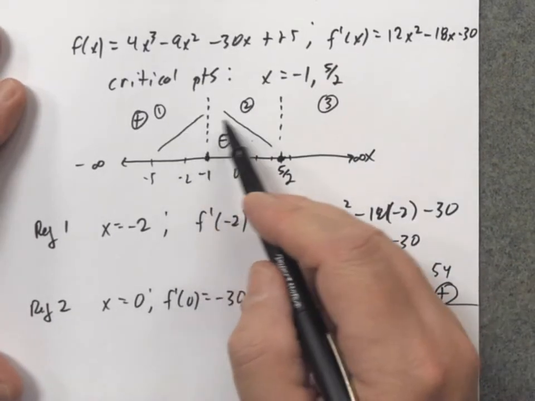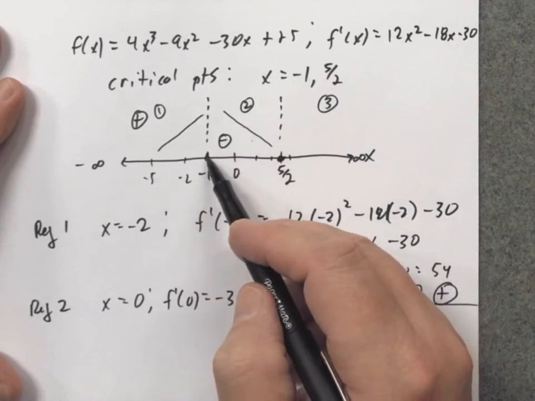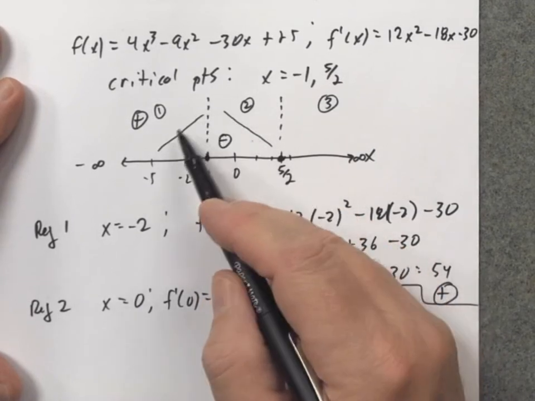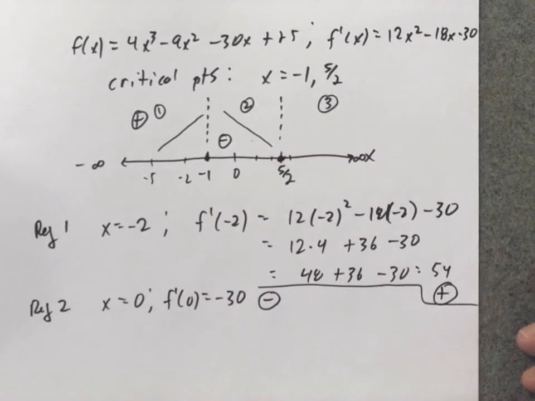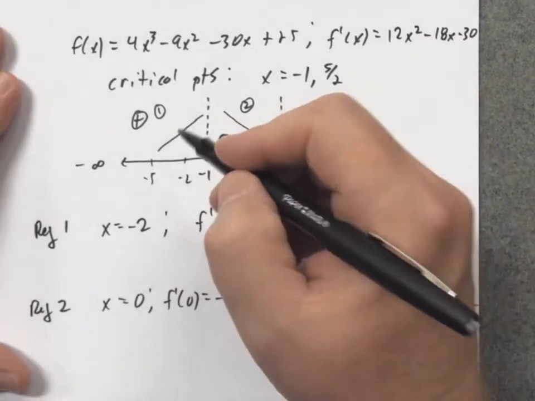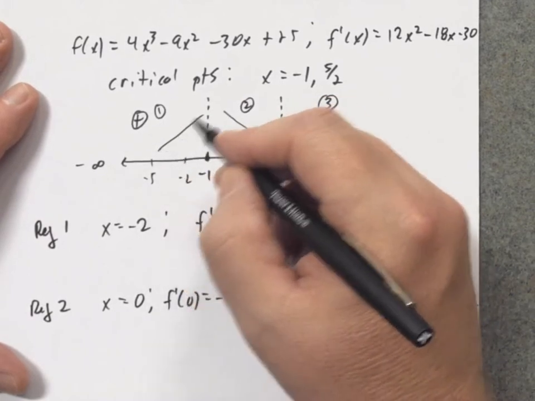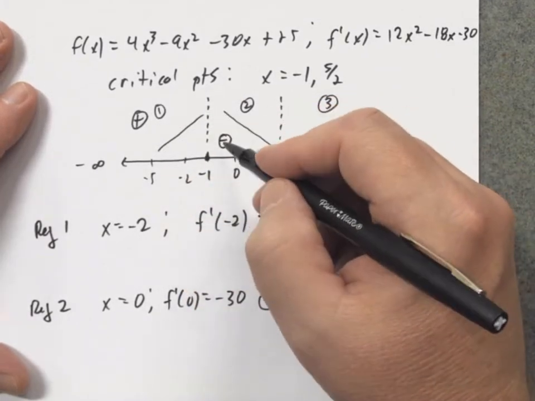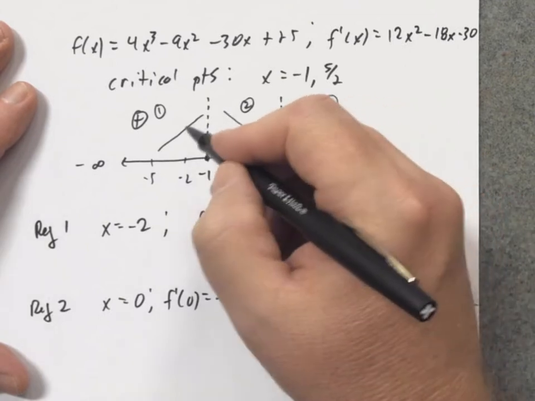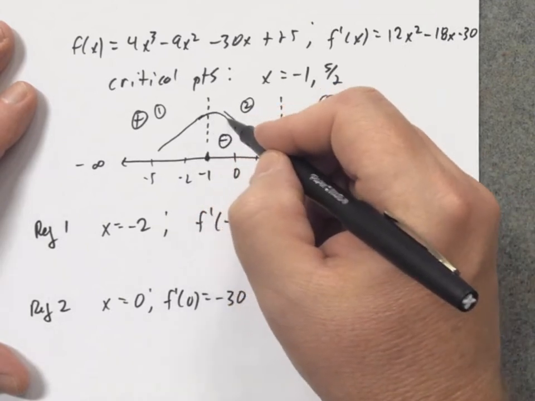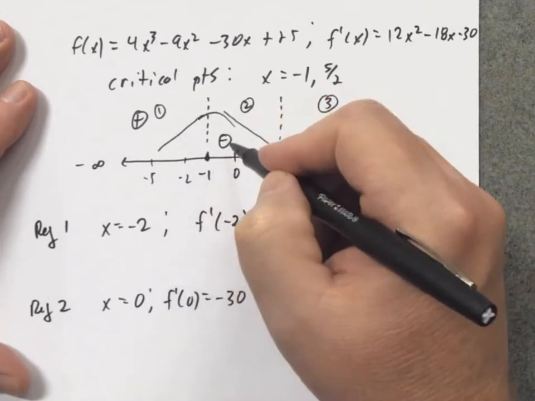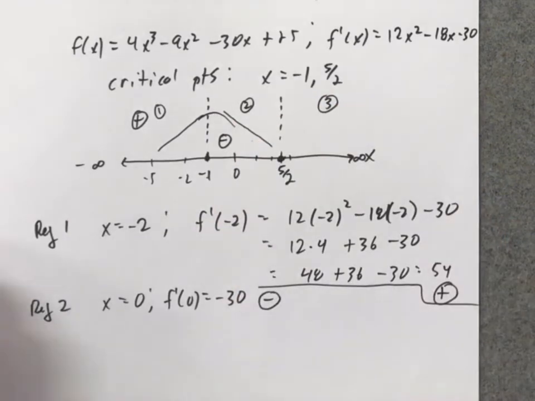Now look, on either side of my critical point, I've determined if the first derivative is positive or negative. On the left-hand side, a positive first derivative, which means my function is increasing. On this side, a negative first derivative, decreasing. Obviously, -1, this critical point, is a maximum.